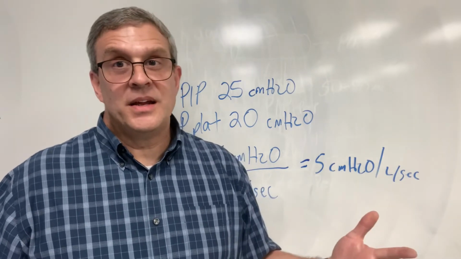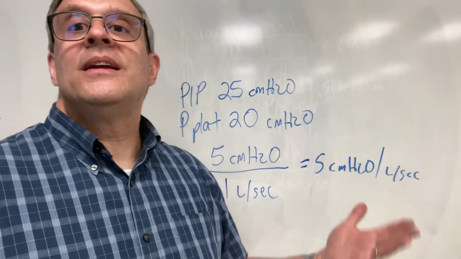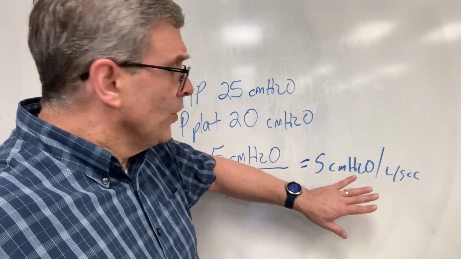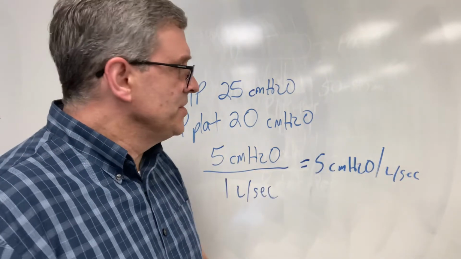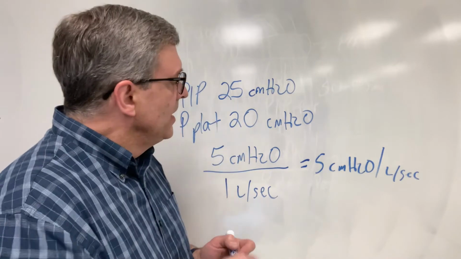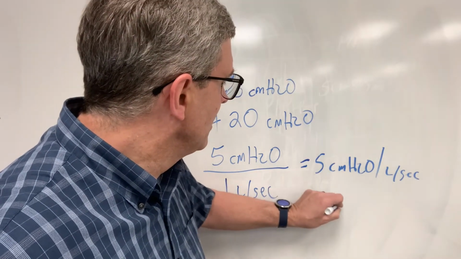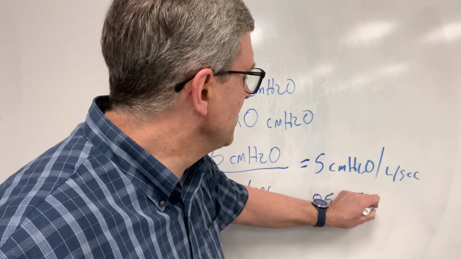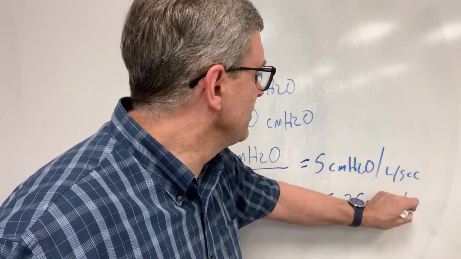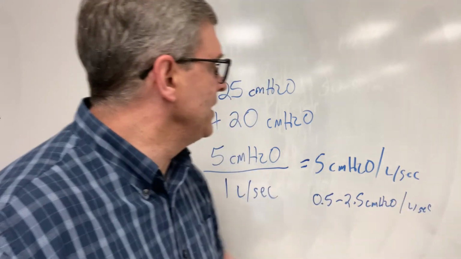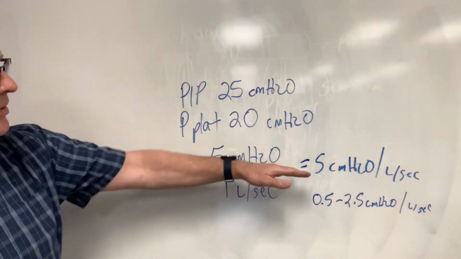Again, depends on what source you read, or if you're in school, what your teacher uses is what you should use. But I use 1/2 to 2.5 centimeters of water per liter per second. And again, that may vary a little bit depending on what source you read. So that's a little elevated.